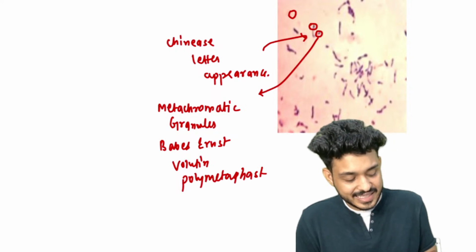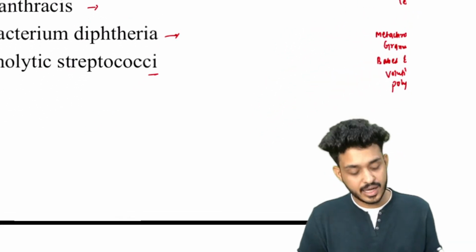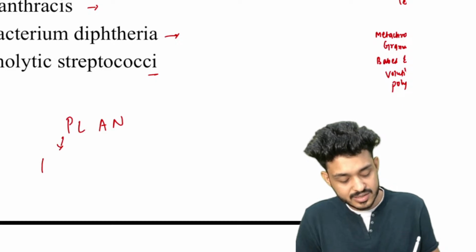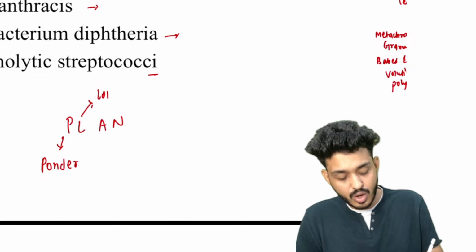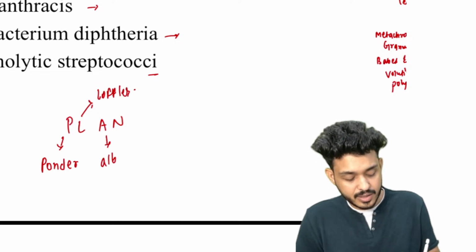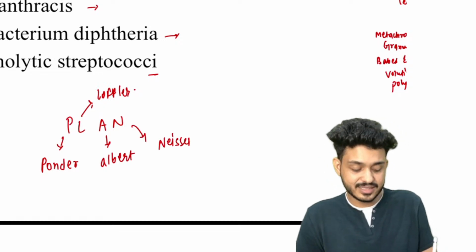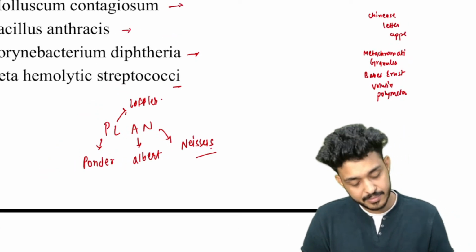Okay, what are the stains that you can use for diphtheria? Try to answer. Let's revise here itself. We can use Ponder's, we can use Loeffler's, Loeffler's is the best one. We can use Albert's, and we can also use Neisser's. So these are the stains that we can use for Corynebacterium diphtheriae.